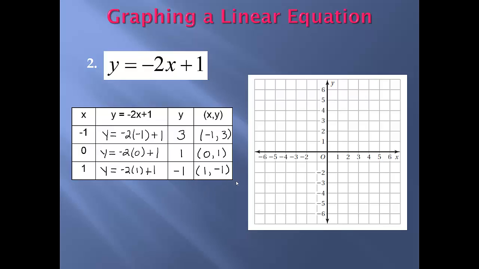Now we're going to plot the ordered pairs on our graph. So the first one we have is -1, 3. -1, 3, if we start at the origin, would be to the left 1, because that'd be -1, and then up 3. That'd be positive 3. Next we have 0, 1. If we start at the origin, 0 means we do not go left or right at all, and then we would go up 1. And our last ordered pair is 1, -1. So starting at the origin, we would go to the right 1 for 1, and then we go down 1 for -1. Now that we have our 3 ordered pairs on our graph, we can go ahead and draw the line.